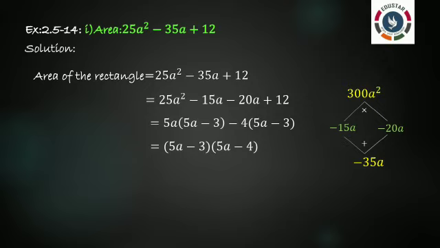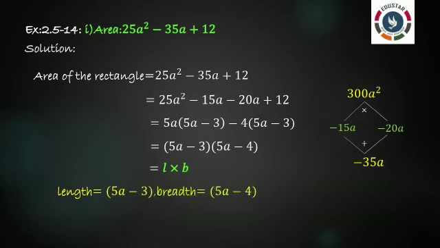So basically what is the area of a rectangle? Length into breadth, right? So here we have 5a minus 3 into 5a minus 4. So one of the possible answers will be length is equal to 5a minus 3 and breadth is equal to 5a minus 4. They have asked what? Expression for length and breadth, right? So here we have got the expressions for length and breadth. You can also take length as 5a minus 4 and breadth as 5a minus 3. Now let's move to the next sum, which is also similar to this.